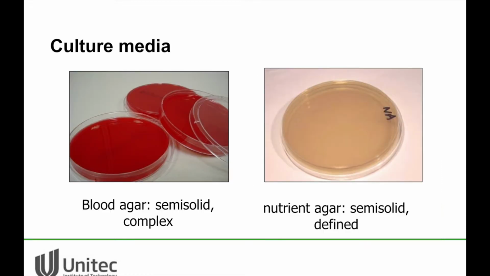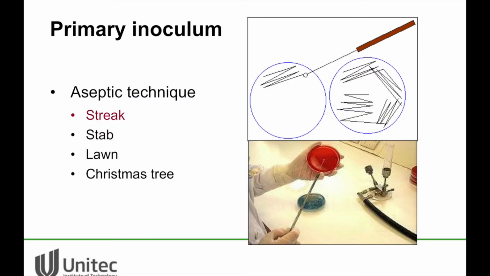And here's an example of blood media, and you might see that in the lab, and also nutrient agar, semi-solid and defined. So the blood agar is complex and has all sorts of stuff in it, and things can also dissolve it, which you will see.